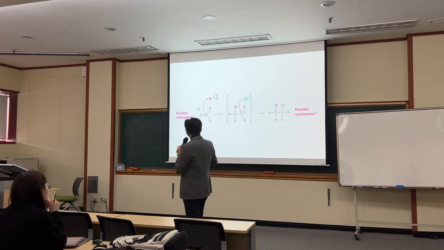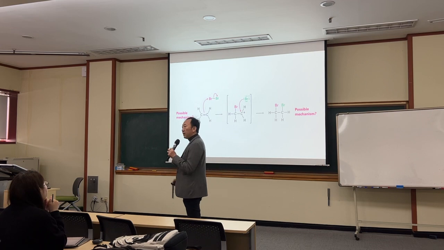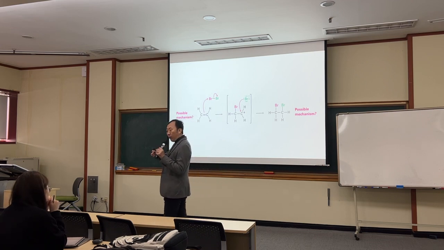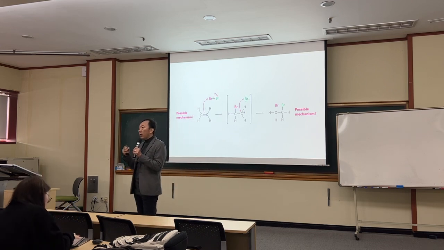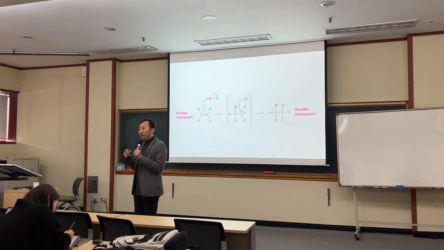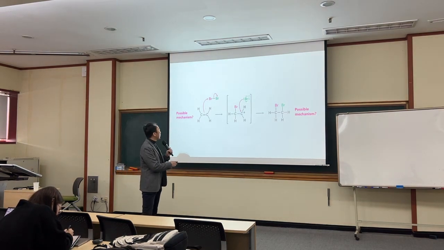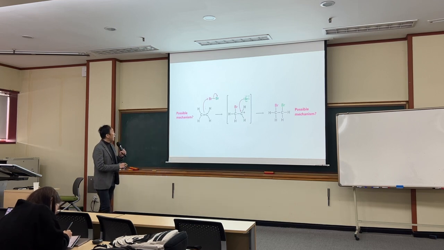So that means this bond does not prefer homolytic cleavage. Homolytic cleavage requires a lot higher energy: Br radical versus Br minus. Br minus is much more stable. So this is also possible: attack here and then push this out.